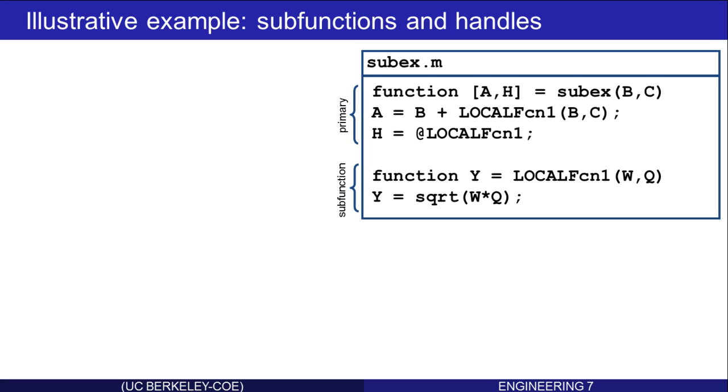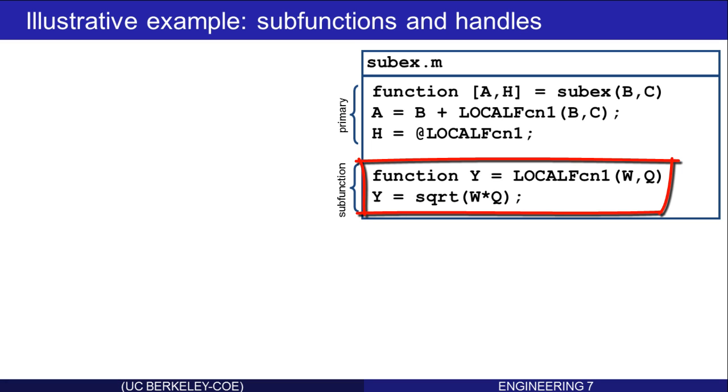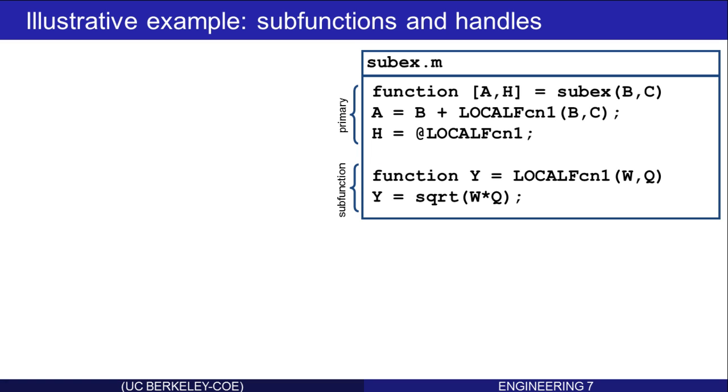Here's the contents of a file called subx.m. The primary function is the first function in the file, also named subx. It has 2 input arguments and 2 output arguments. On the second line, it calls a subfunction called local function 1, passing it 2 arguments and ultimately assigning to a variable a in the primary function. On the third line, it retrieves the function handle of the subfunction and stores that in a variable h. The subfunction, called local function 1, is very simple, just computing the square root of the product of the 2 input arguments.